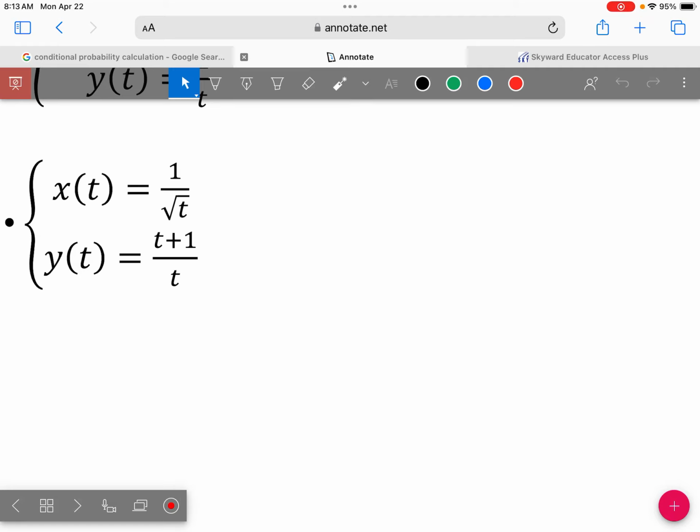Okay, so on page 9, we just have these last two questions. So let's look at part D. The first thing you want to do is look at each parameter individually to determine your domain restriction.